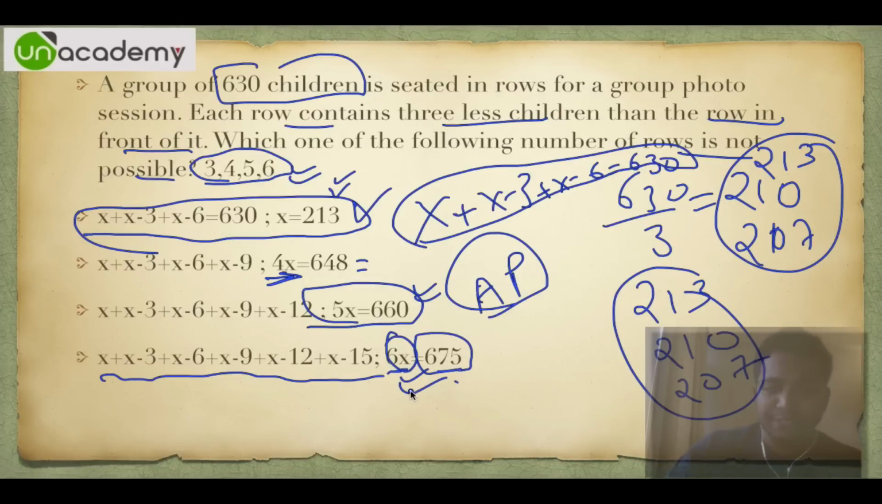Is that understood? Absolutely understood. You have to assume the number of children sitting in a row is x. Then the second row will have x minus 3. You can also do it like this: let's say the last row is x. Then the one before that is x plus 3, then x plus 6. If you do it by this method also, the answer will come. Is that understood? Both methods are correct.